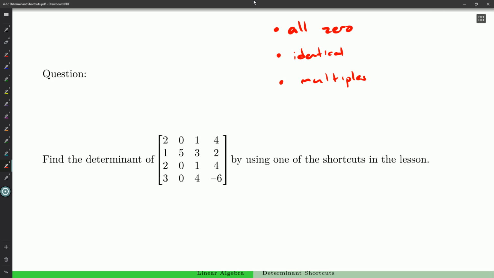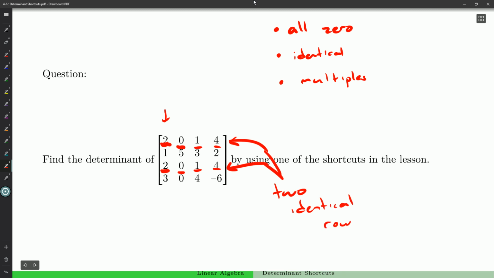So how about rows? Well, again, read down. 2 and 1 are different, so the first and second rows aren't going to be the same. But this 2 and this 2, well, maybe there's something there. Maybe the first row and the third row are the same. Well, we double check. 0 and 0, 1 and 1, 4 and 4. There we go. So we've got 2 identical rows. And as a result, we know the determinant here will be 0.